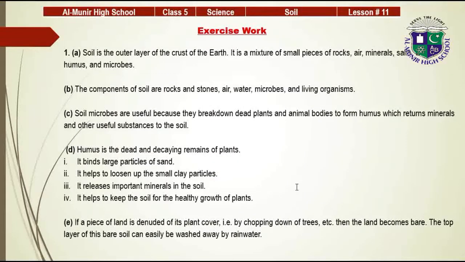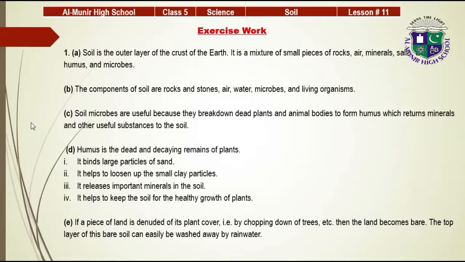Next, we have the solved exercise of our unit number 11. Exercise work, question answers. Question number 1, part A. Soil is the outer layer of the crust of the earth. It is a mixture of small pieces of rocks, air, minerals, salts, water, humus and microbes. Part B. The components of soil are rocks and stones, air, water, microbes and living organisms.